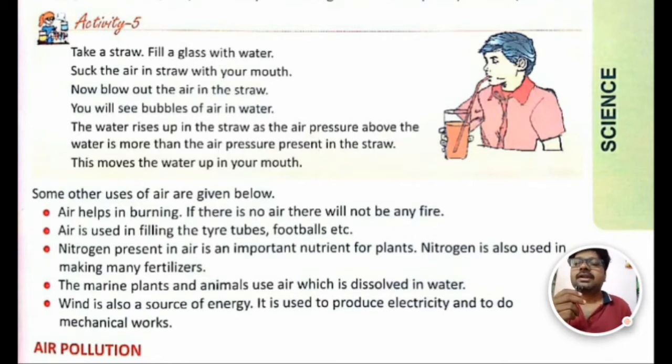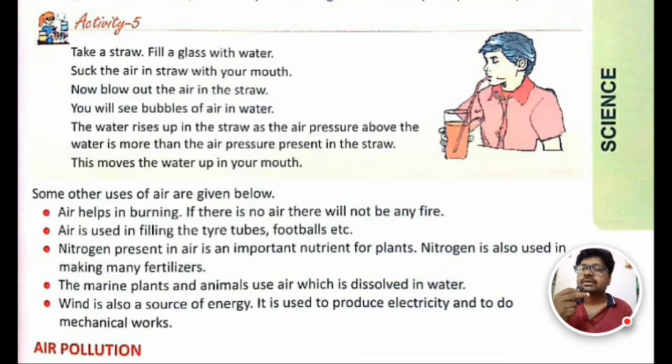Now let's go through the text and try to understand the use of air in this concept. Take a straw. Fill a glass with water. Something is there in the glass that's not water actually, it looks like juice, orange juice or something. Then what you have to do? Suck the air in the straw with your mouth. Suck means to pull back into your mouth. Next, now blow out the air into the straw. Blow out means pushing out from the mouth.